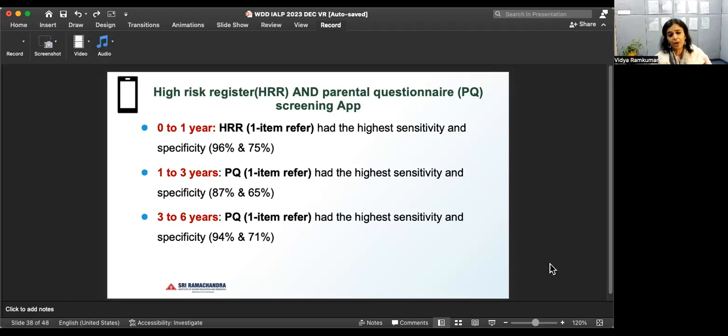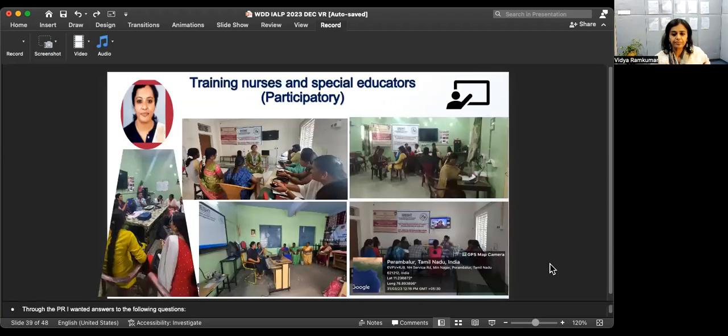While BOAs and PQ, parental questionnaires, are slightly dismissed because of low sensitivity specificity, actually, it has a very good application for mass screening in very resource-limited regions. And we've particularly identified the age groups and the exact items that will help in picking these disabling hearing loss with good sensitivity specificity. And these are now converted to apps, and we're planning to make this available at no cost to anyone who wants to use it in any context.